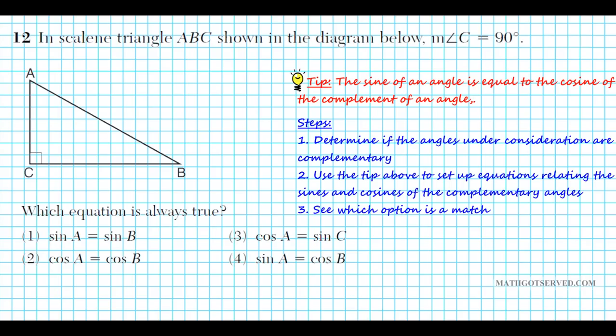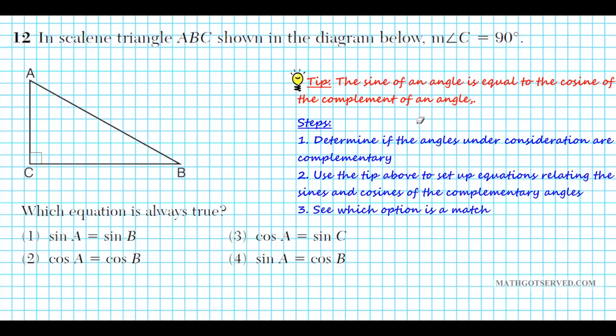All right, let's take a look at this problem right here. It says, in scalene triangle ABC, shown in the diagram below, measure of angle C is 90 degrees. Question, what equation is always true? So we have 4 trig equations here.